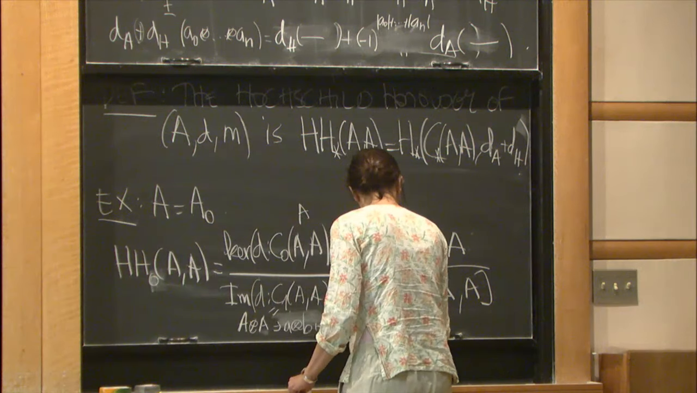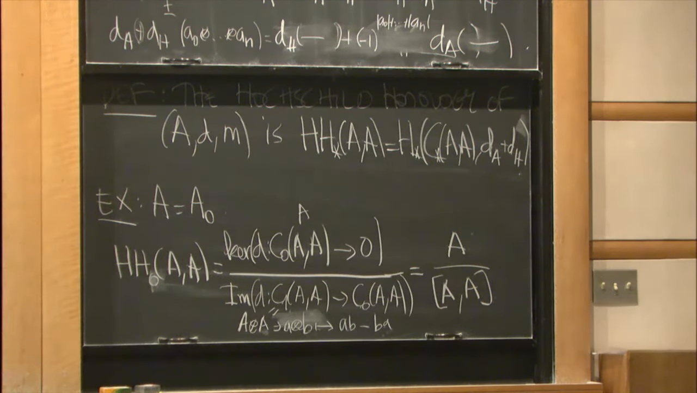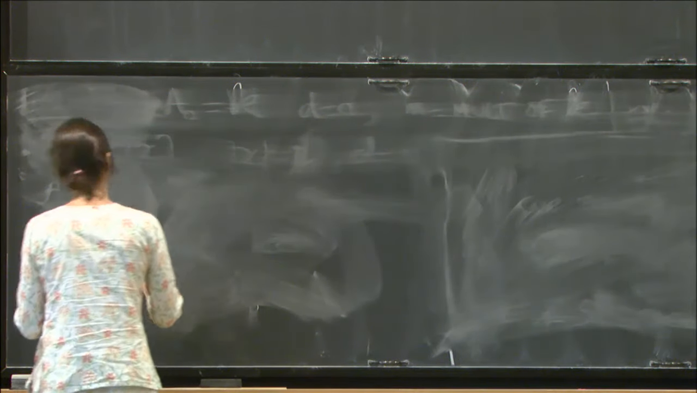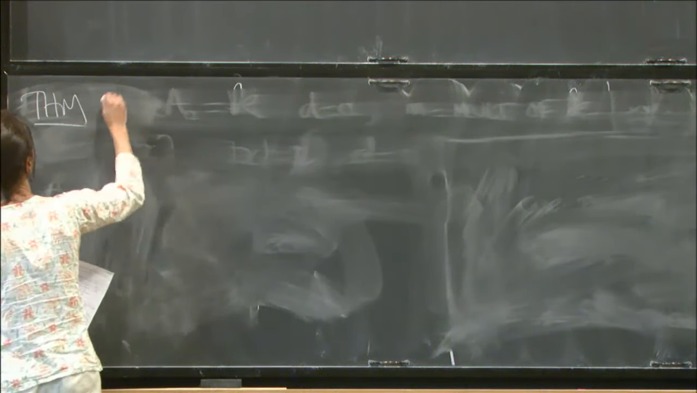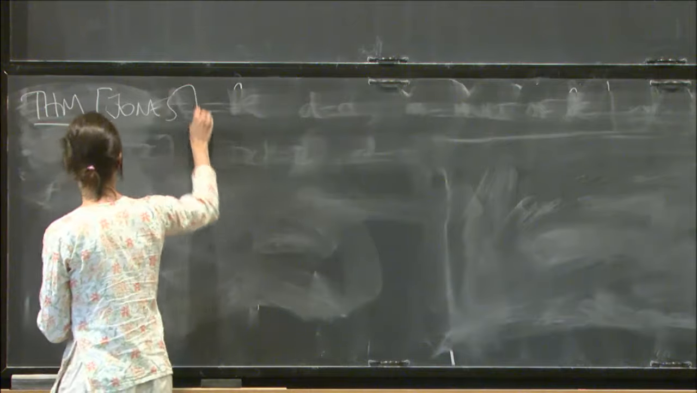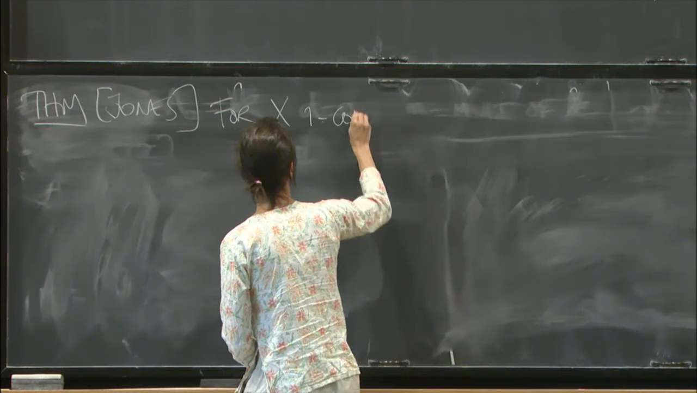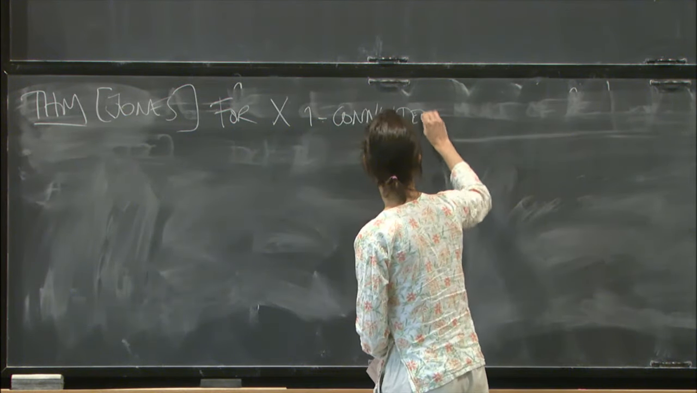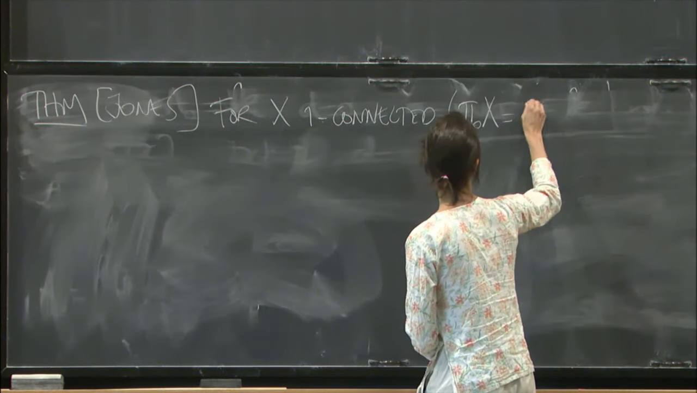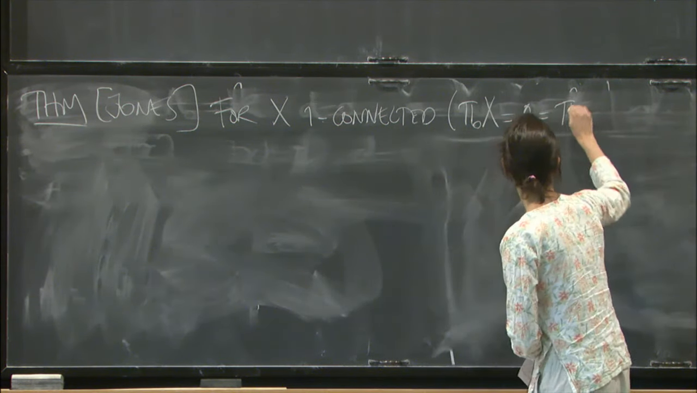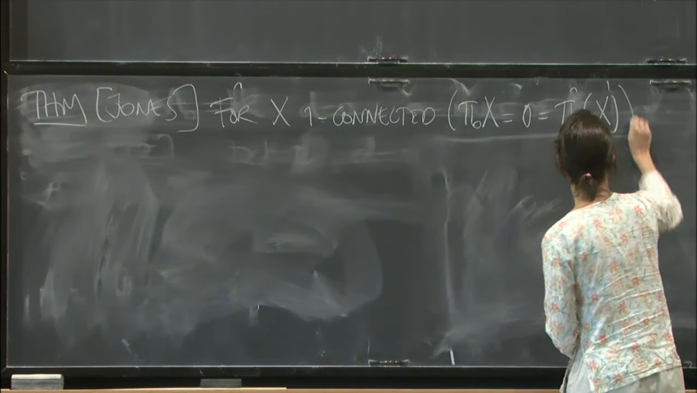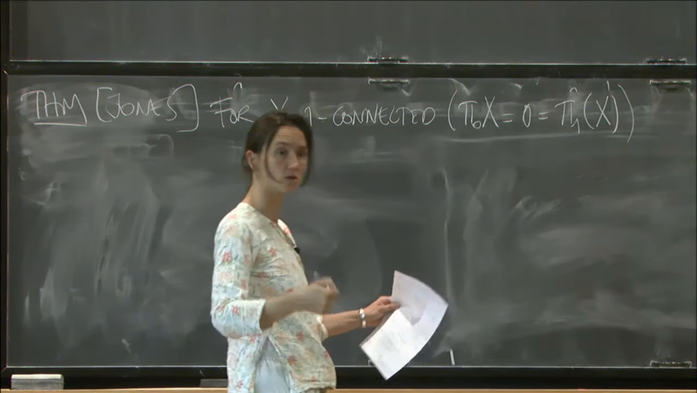So this Hochschild complex comes from all sorts of other things, and relates to all sorts of other things. But what we are interested in is the loop space. Okay, so here's a theorem which I'll try to explain, which is a theorem of John Jones from the 80s, and it says for X one connected, so simply connected, that means pi 0 of X is trivial, there's only one component, and pi 1 of X is trivial as well.